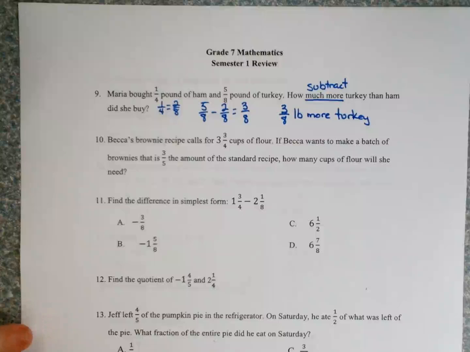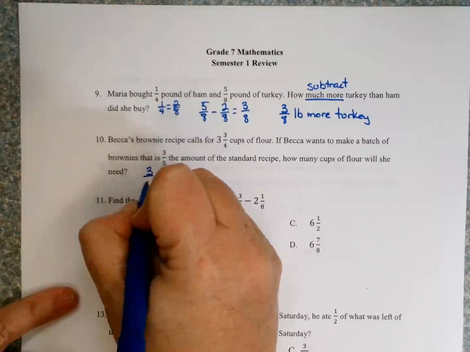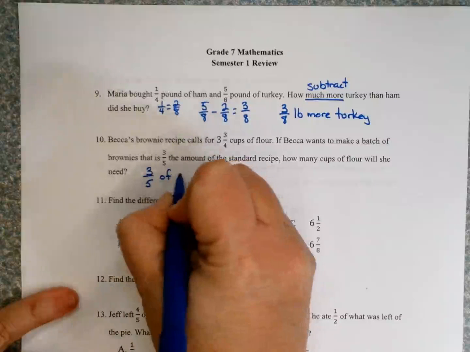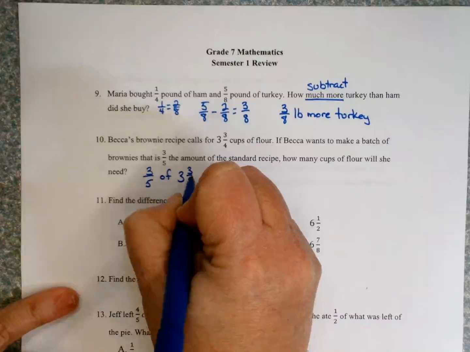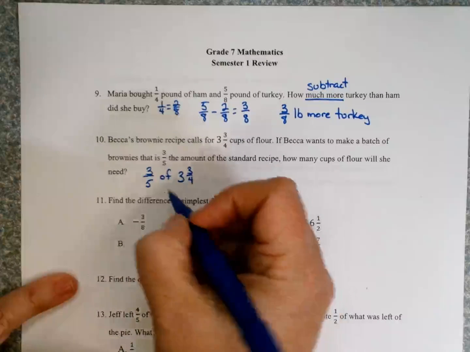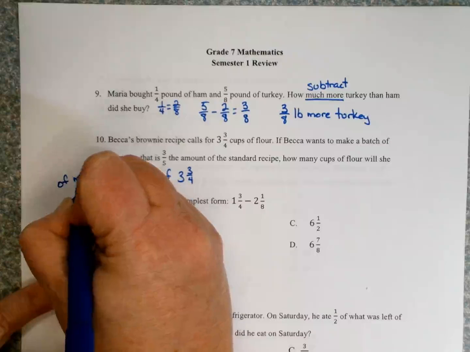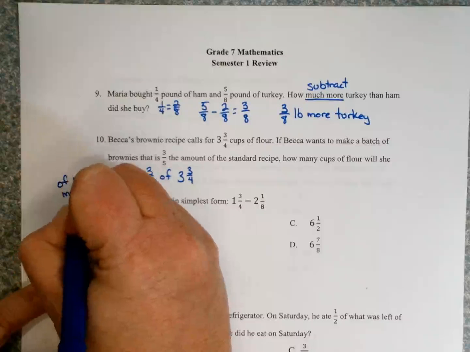All right, number 10. Becca's brownie recipe calls for 3 3/4 cups of flour. If Becca wants to make a batch of brownies that is 3/5 the amount of the standard recipe, how many cups of flour will she need? Well, what she needs is 3/5 of 3 3/4. Okay? What do we know that of means? Of means multiply.